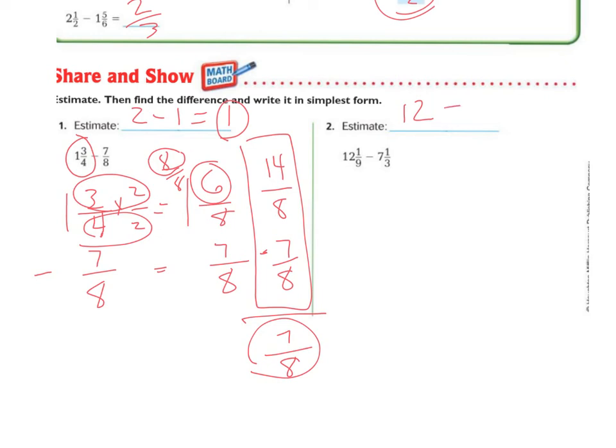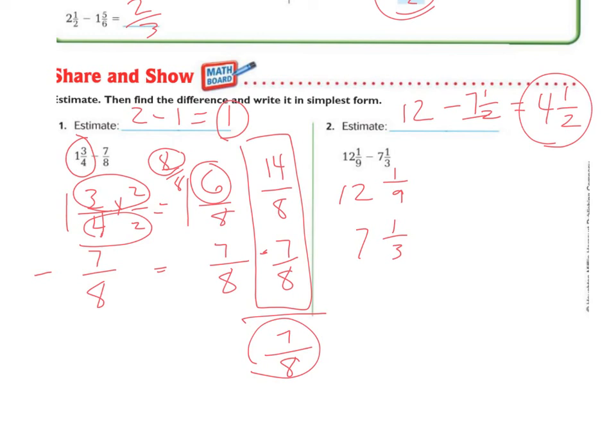Minus 7 and 1/3. Well, that's closer to 7 and 1/2. So 12 minus 7 and 1/2 is 4 and 1/2. So that's going to be my estimate. So now let's actually solve it. I've got 12 and 1/9 minus 7 and 1/3.